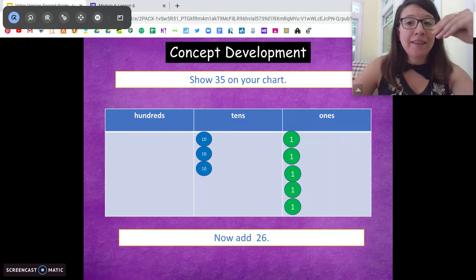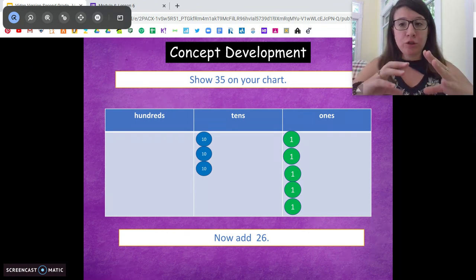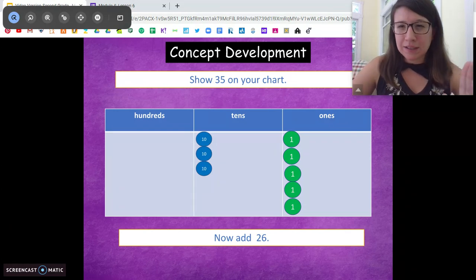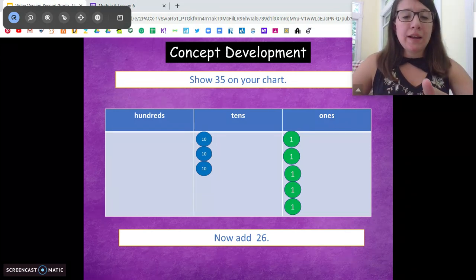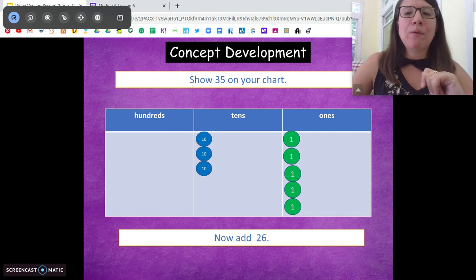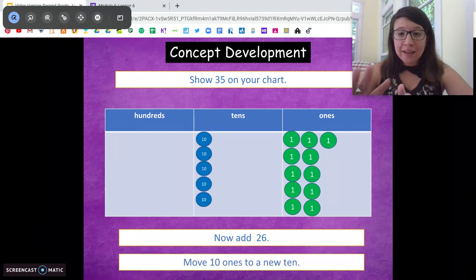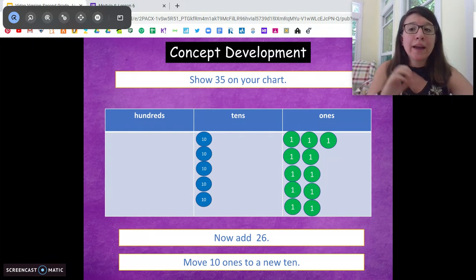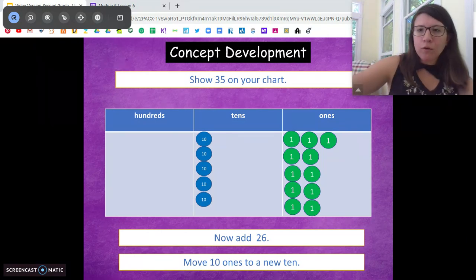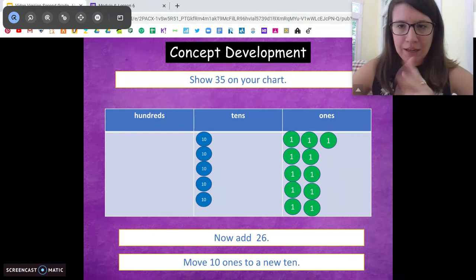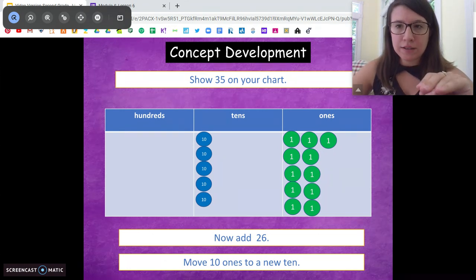When we're adding like this, make sure you're separating it in between 10s and 1s because it's going to make it easier for you. So we're at 35, and we're adding 26. I want you to add 2 10s, 6 1s. That's 26. Okay? Now, take 10 1s away, slide them over, and add another 10. Make another 10. So do that now on your own. Pause and do that now.